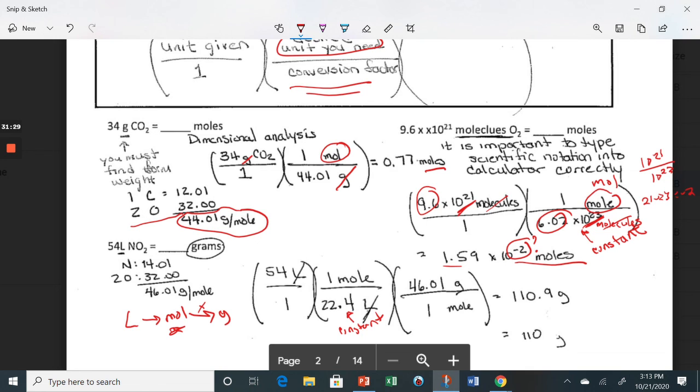Now, I change this because this is 2 sig figs. This constant, we probably should use as 3 sig figs because there are more numbers there. So anyway, 2 sig figs. So I'm at 110 and not 110.9.